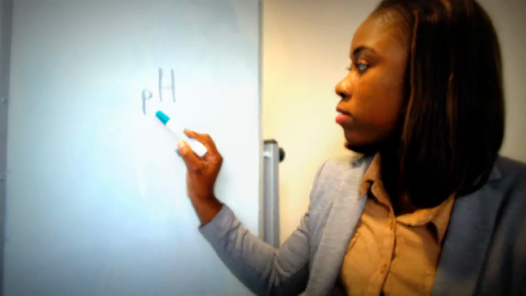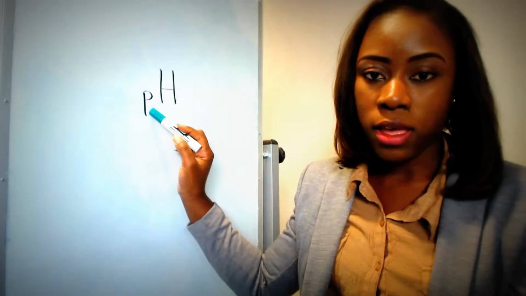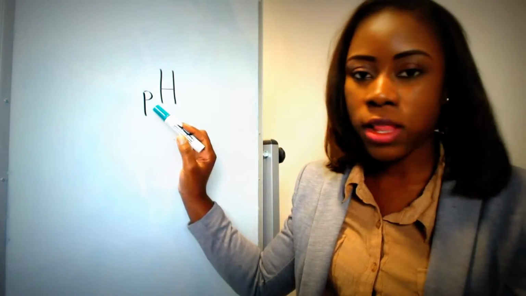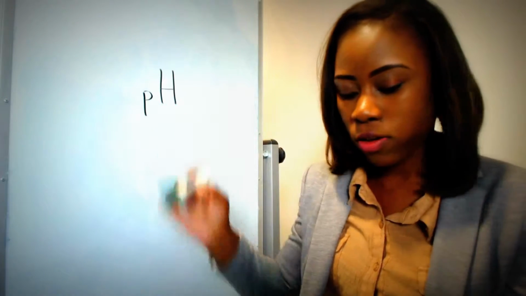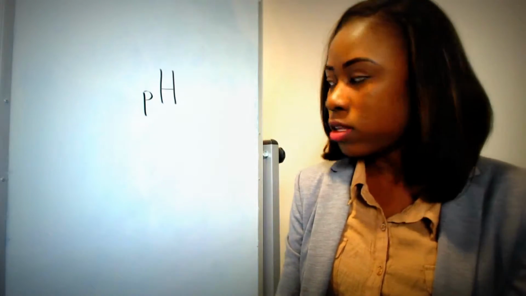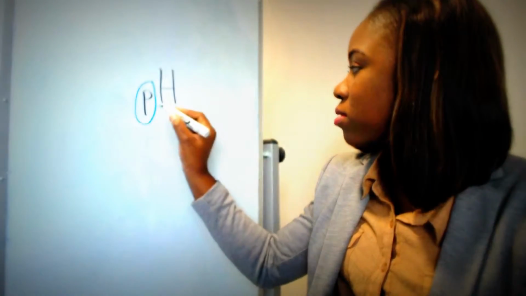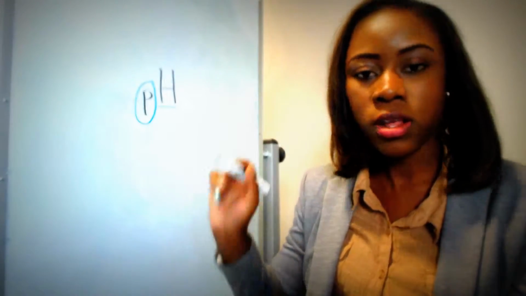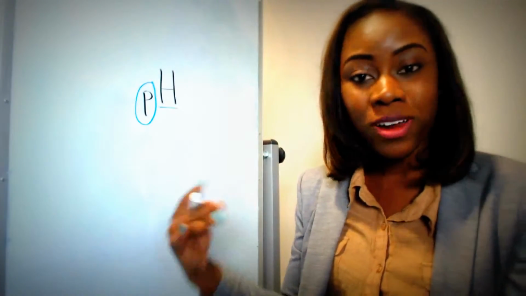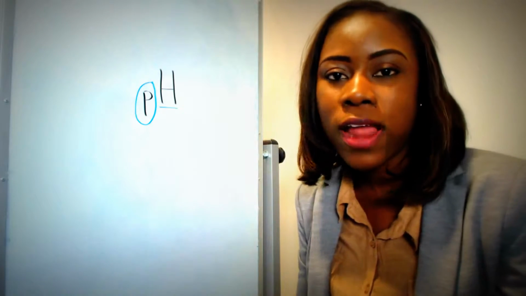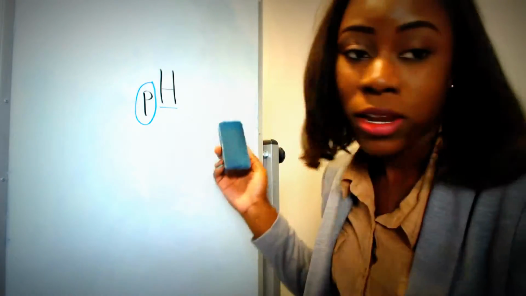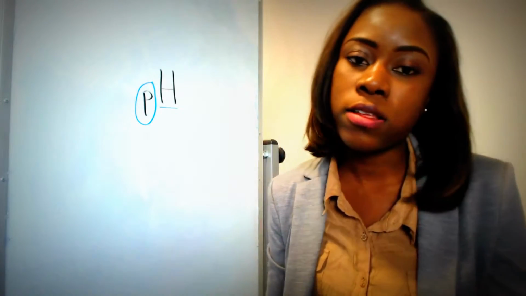And why is p in small letter and H big letter? What does that mean? Actually, this p represents the power of hydrogen. So the power of hydrogen. What is the power of hydrogen? What is the concentration of hydrogen? So that is what it actually means. And I'm going to explain the concept so you actually understand what pH is and stuff like that.